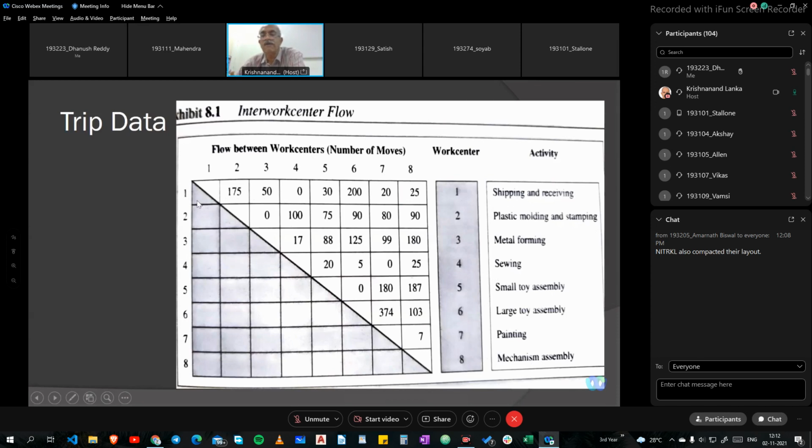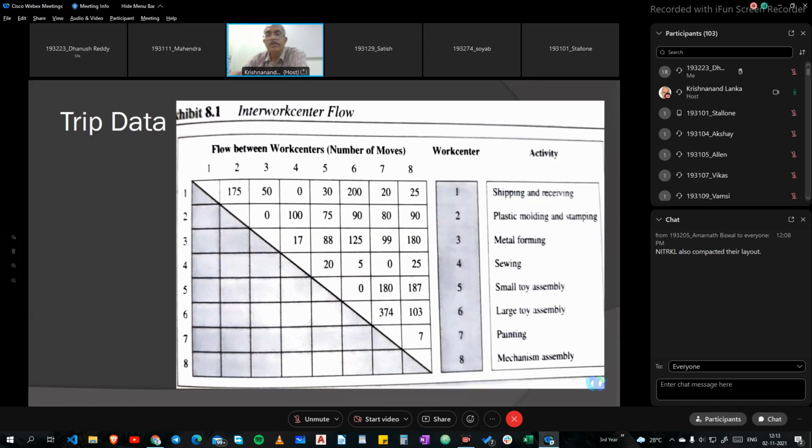So our criteria when we redesign the layout is, if there is a maximum number of interactions, for example 175 trips between 1 and 2 and 2 and 1, and similarly between 1 and 6, 200 trips, then between 3 and 8, 180, and 5 and 8 also, and the maximum interaction is between 6 and 7, we try to keep them together if they are not together in the existing layout.